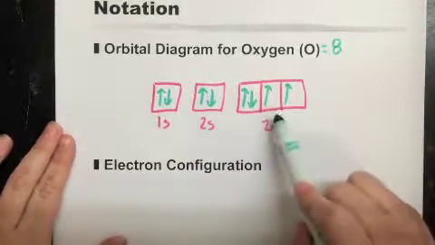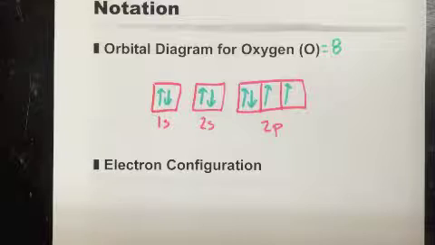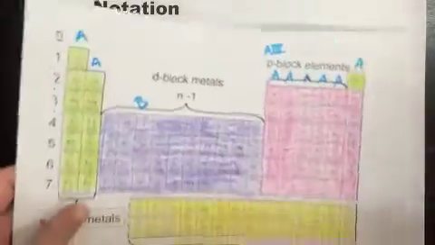Now, this relates to your electron configuration because it should be exactly the same. So oxygen, if we go back to our periodic table, oxygen is here.